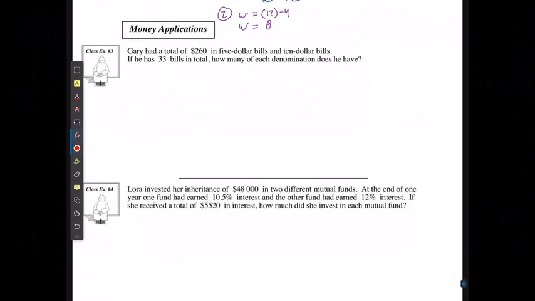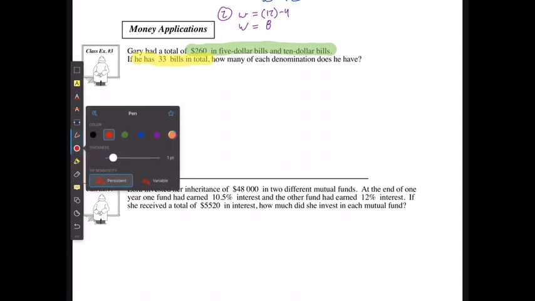Another common way to deal with this is in terms of money application. In this case, it says that Gary had a total of $260 in $5 bills and $10 bills. If he has 33 bills in total, how many of each denomination does he have? Well, in this case, I'm just going to use a simple x and y.